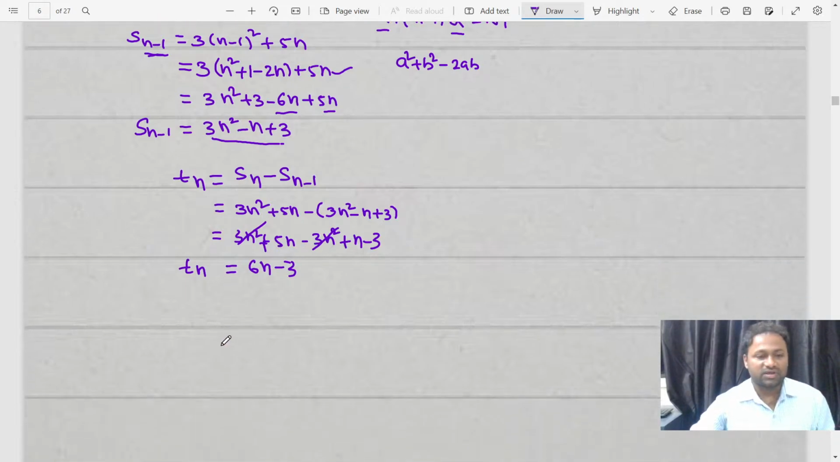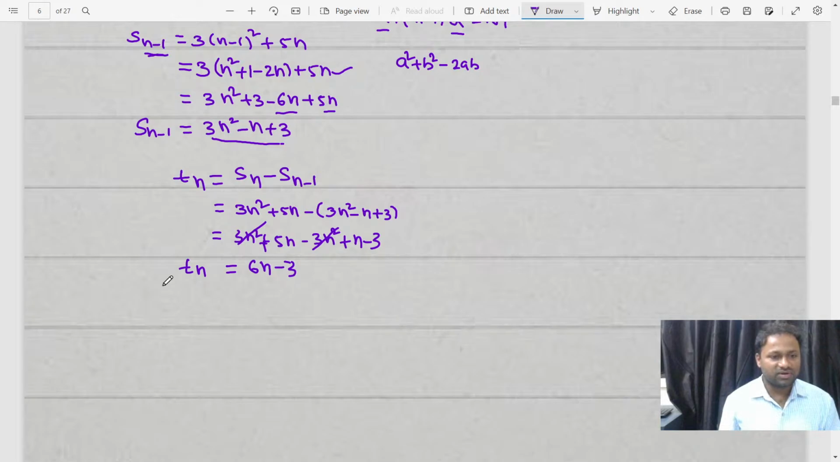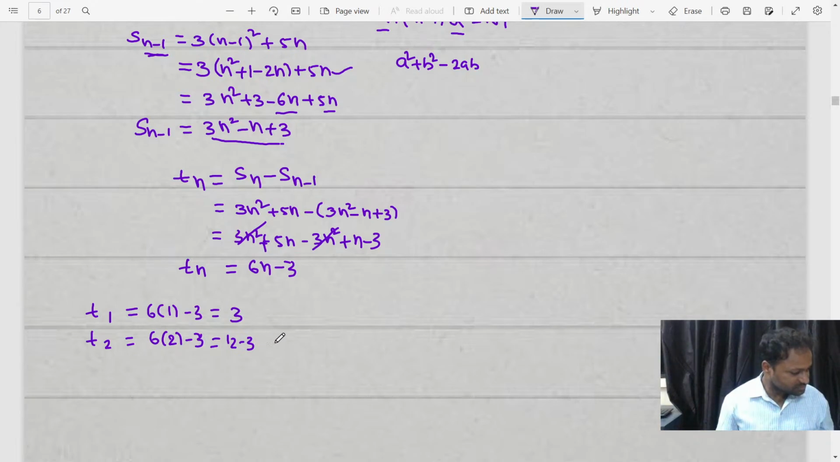Right? Here first term. What will be the first term? T1, I can write it as 6 into 1 minus 3. What we get? 6 minus 3, 3. Second term, T2 is equal to 6 into 2 minus 3. That means 6 into 2 is 12. 12 minus 3. Okay, 12 minus 3 means what we get?